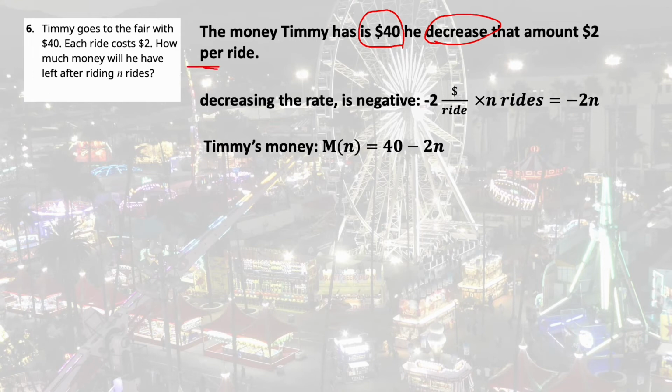Again, the per, right? So that means we have units that have dollars in the numerator. Dollars are weird units because they come in front of the number. Dollars per ride. So to get rid of it, we're going to multiply it by the number of rides, and we're going to get -2 because of the word decrease. So we get -2n, which is our slope. So we start at 40 and we subtract off 2n, where n is the number of rides.